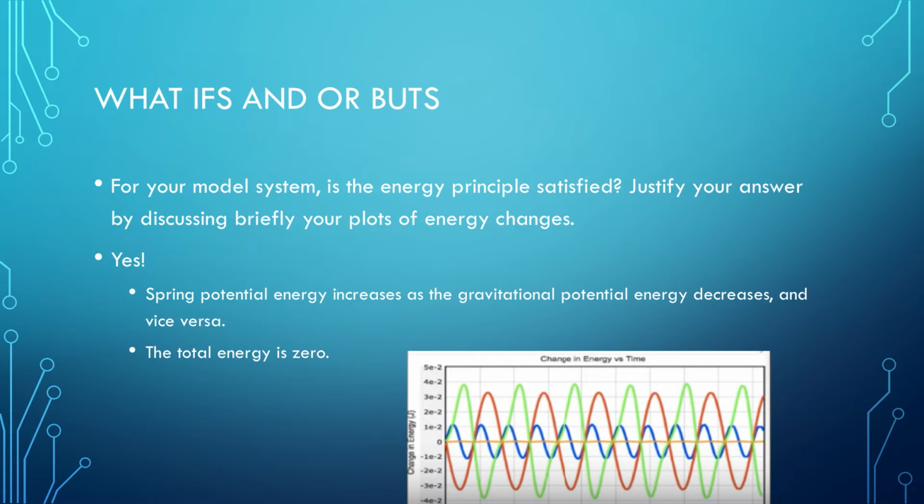So the yellow line is the total energy, the blue line is the kinetic energy, the red line is the spring potential energy, and the green line is the gravitational potential energy.